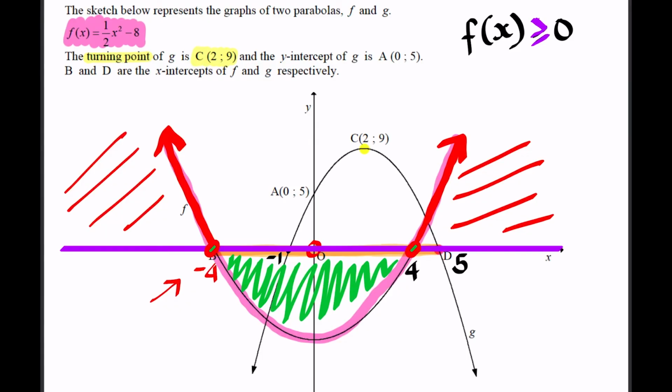Now remember, a quick side note here: f of x greater than or equal to 0, I could actually replace that f of x with a y. So where is y greater than or equal to 0? And that is actually why we're using the x-axis as our 0 point, right? Because y is equal to 0 on the x-axis. So for which x values will y be greater than or equal to 0? When x is smaller than -4 or equal to -4, and also where x is greater than +4 or x is equal to +4.